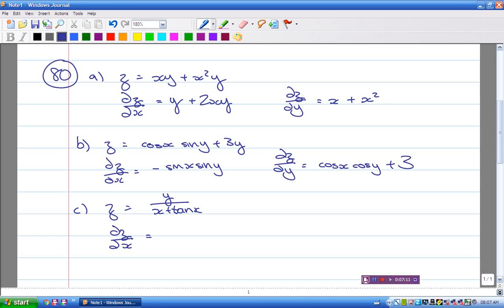Yes? For question B, where you're differentiating with x, what happens with 3y? The 3y went poof and disappeared because we were differentiating with respect to x. And as far as x is concerned, in the context of partial differentiation, 3y is just a constant. So that would just be like a plus 10. And if you differentiate plus 10, you get zero. You differentiate plus 3y, you get 0.